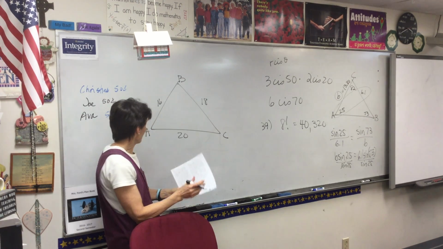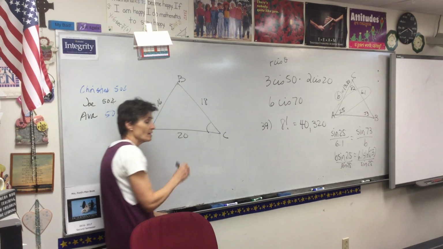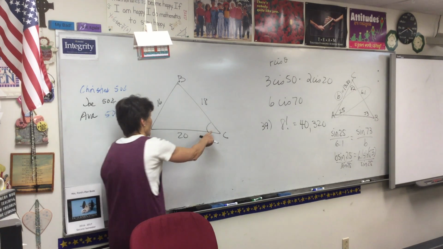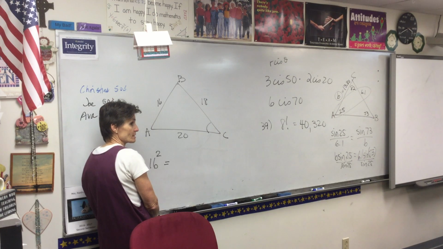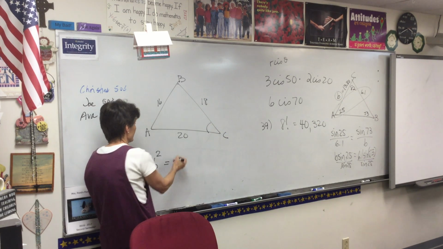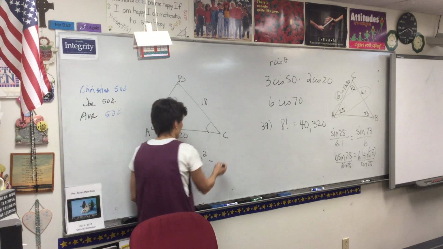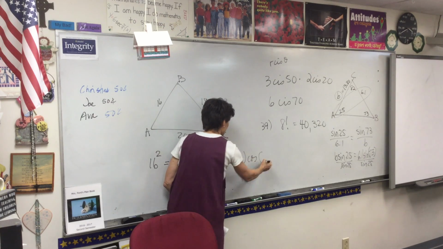And it tells me I want angle C. So when I set up the law of cosines, whatever angle I want, that side is over here by itself. Remember how that works? It's 16 squared equals 20 squared plus 18 squared minus 2 times 20 times 18 times cosine C.